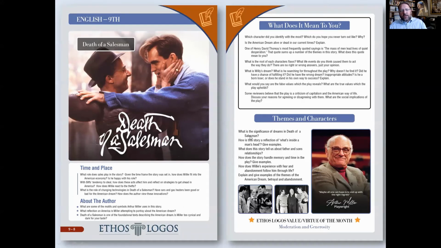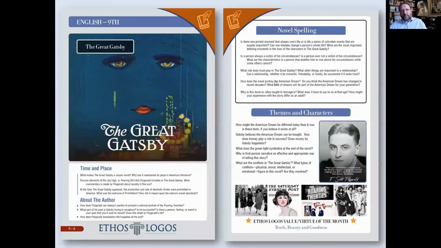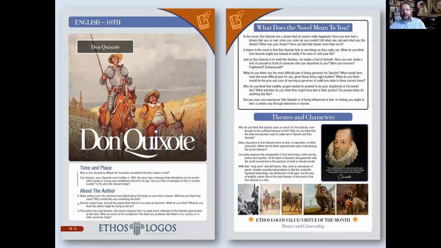When we start getting up into the high school age, we have the spelling, but it's not as much of a priority. We start doing a lot of internal Socratic discussion. What does this novel mean to me? And there are questions based on that prompt. Great Gatsby, again, this is a 9th grade level, 6th month. So that would be January, I believe. On and on.